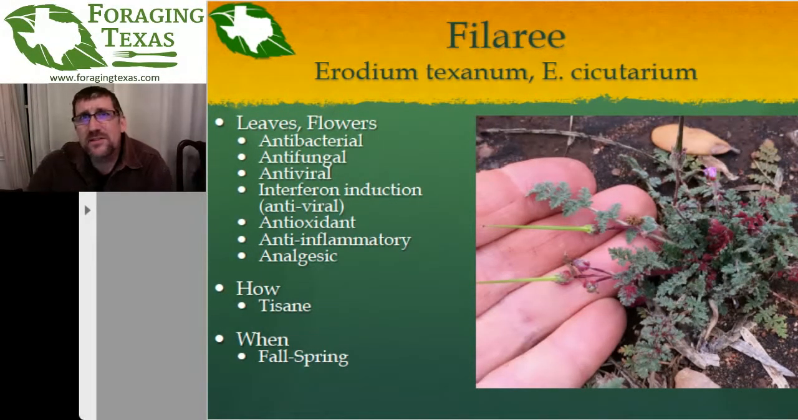So really think of fillory as a combination aspirin and antimicrobial type property, which is really good when you're sick because that's probably what's going on. It'll help you feel better and help you kill whatever is in your body causing problems. The way to take this is as a tea, so dry the leaves and then crush them up and soak them in hot water, drink the water.